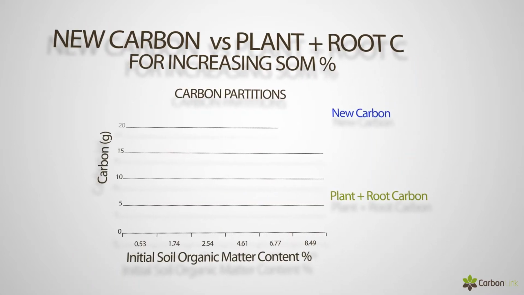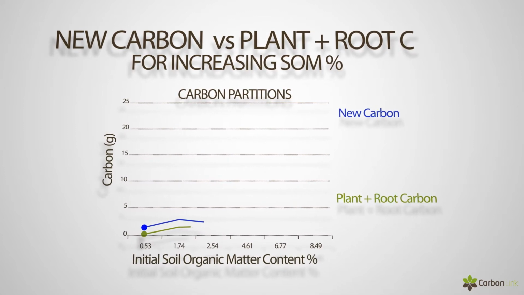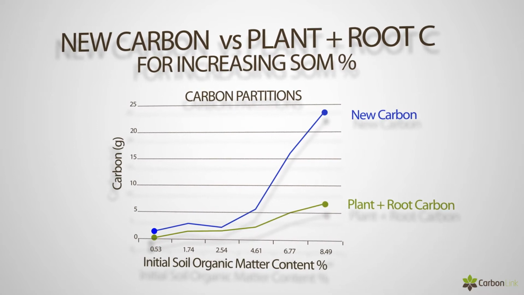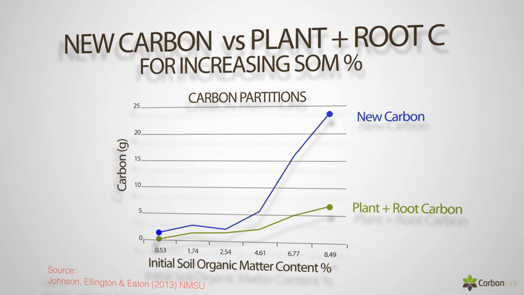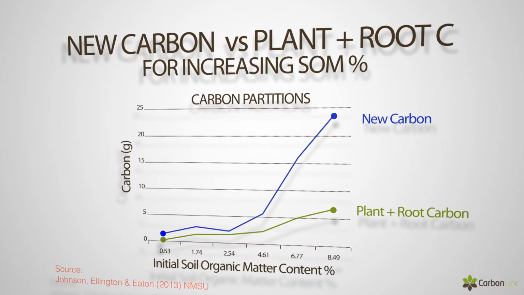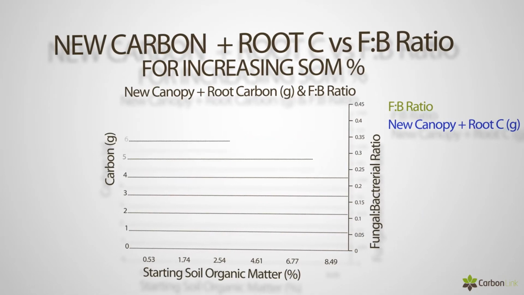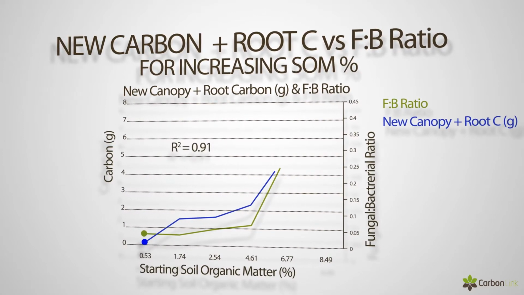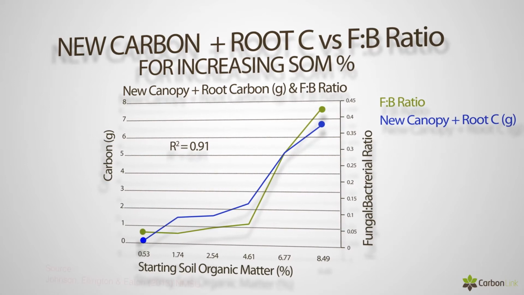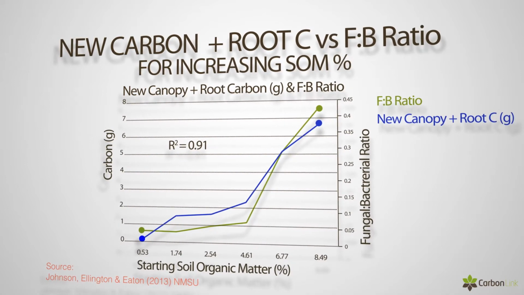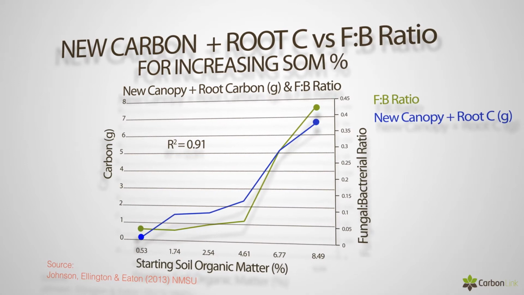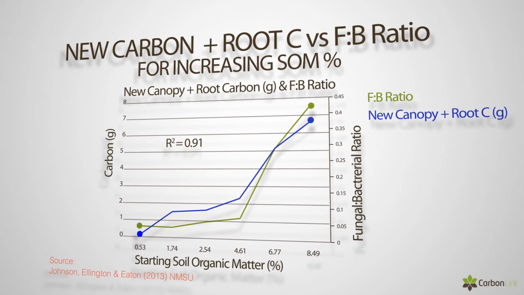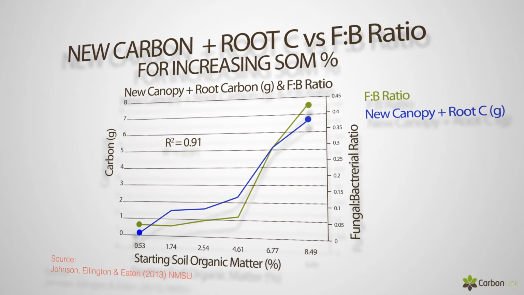When we add carbon to the soil, it goes in a couple of forms: in plants and roots, and what's called new carbon. So there's old plants and roots, and there's obviously new plants and roots and carbon within the soil microbial activity. And what this graph here is showing is that the higher the organic matter content of the soil becomes, the greater the sequestration of new carbon in plants and roots. The cause of that is an increase in fungi. And as the new canopy and root carbon increases in the soil, so too does the fungal bacteria ratio.